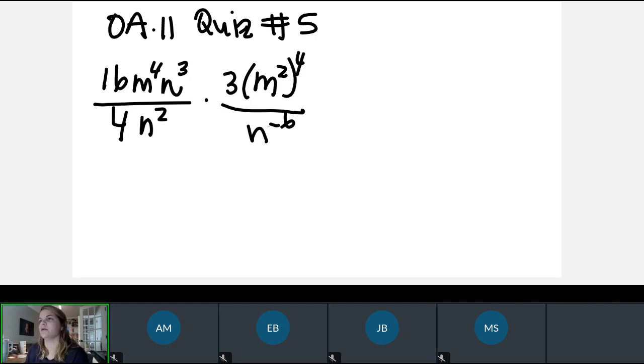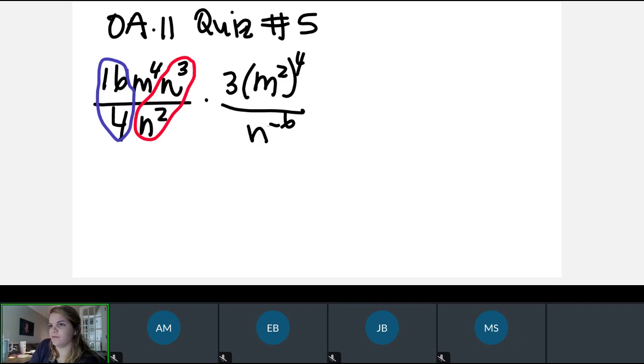Yay, Hades. Okay, awesome. So the first thing is we have 2 different terms here, this term on the left and this term on the right. So we can work with them separately to get them as simplified as possible, and then we'll multiply them. On the left, I'm going to circle what I'm doing. This is just regular math, 16 divided by 4. My m to the 4th is going to stay the same, and then I'm going to divide n to the 3rd by n squared.